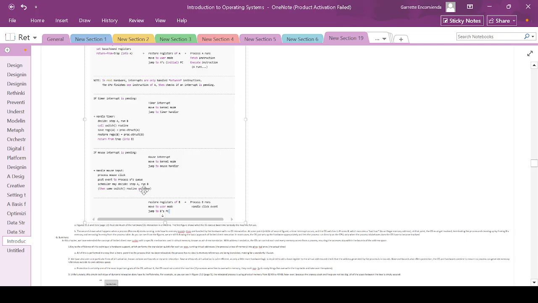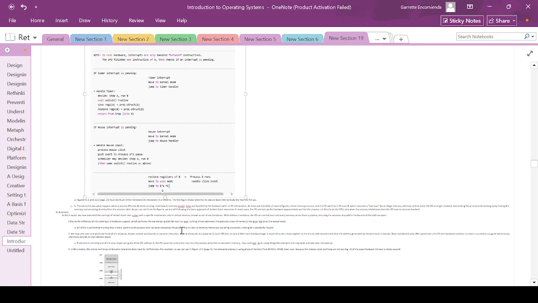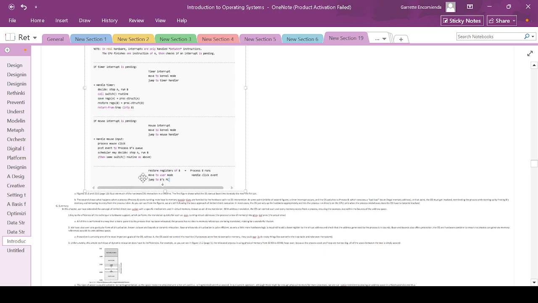So it will post an event to process B's queue. It will be queued on the system, and the scheduler, which is the algorithm we discussed in the previous video, will decide to stop A and run B, depending. But most operating systems could run, for example, YouTube in the background while you're doing OneNote. But sometimes if the processor does not have enough processing capacity, you have to stop the YouTube. So this is how it does that.